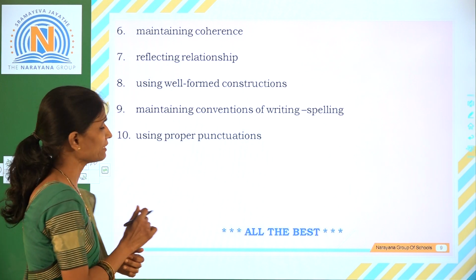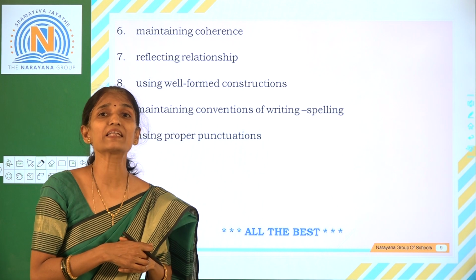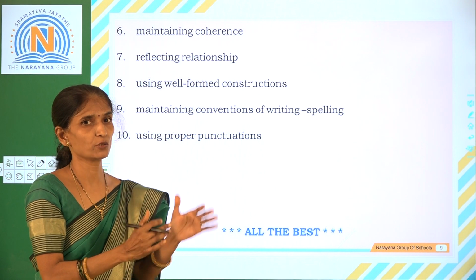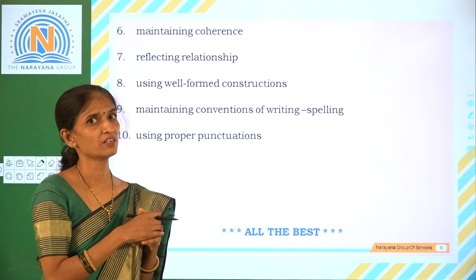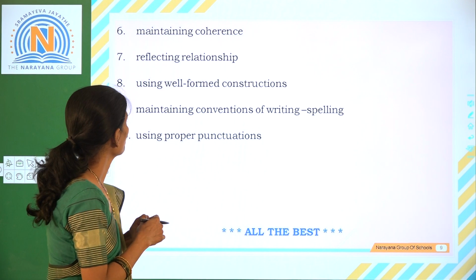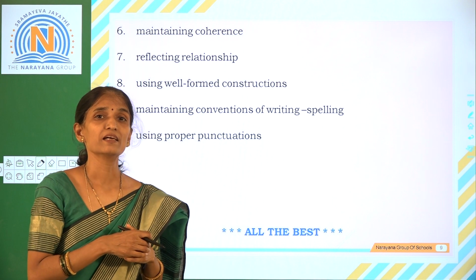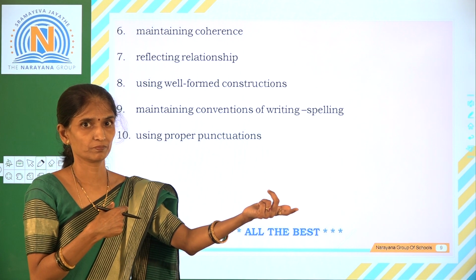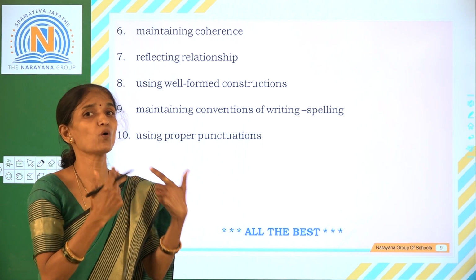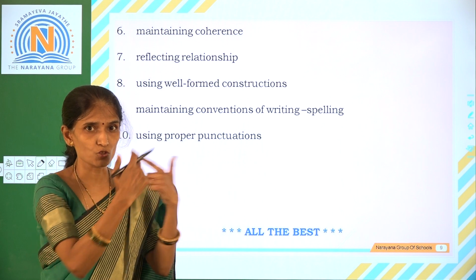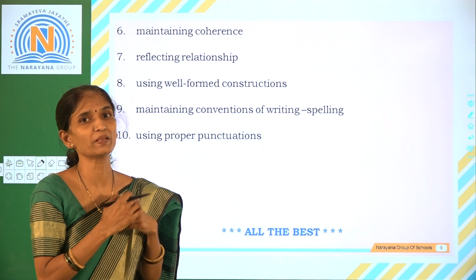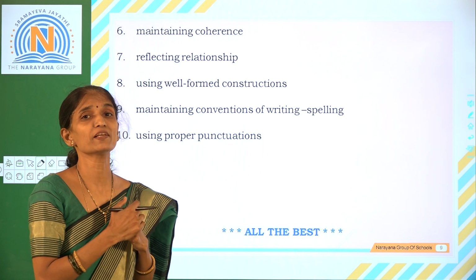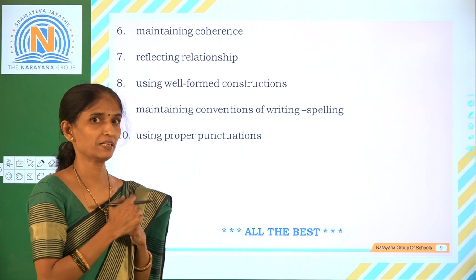Then, the sixth assessment indicator is maintaining coherence. Proper sequence should be used, proper linkers are to be used to maintain the coherence. Then, the seventh assessment indicator is reflecting relationship. Here, you are writing a letter to your uncle. So you are either a nephew or niece to your uncle. So that intimacy, that relation should be expressed in your letter. The language that you use should reflect your relationship with the addressee.